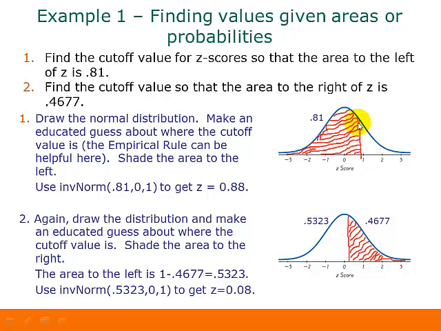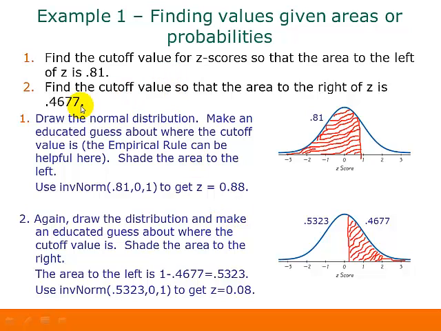So I just made a guess about where the z might be, shaded from there to the left. So the idea is that this is the value we're trying to find, what value of z this is. Our area under here is the 0.81. So we would use the inverse norm function on the calculator, and here we put in the probability or the area, the mean and the standard deviation. If you put this in your calculator, you should get back an answer of 0.88. So that means that this value of z right here would be 0.88.